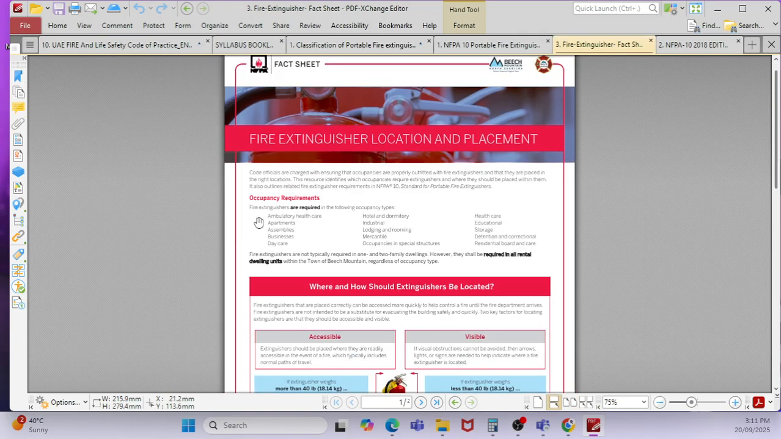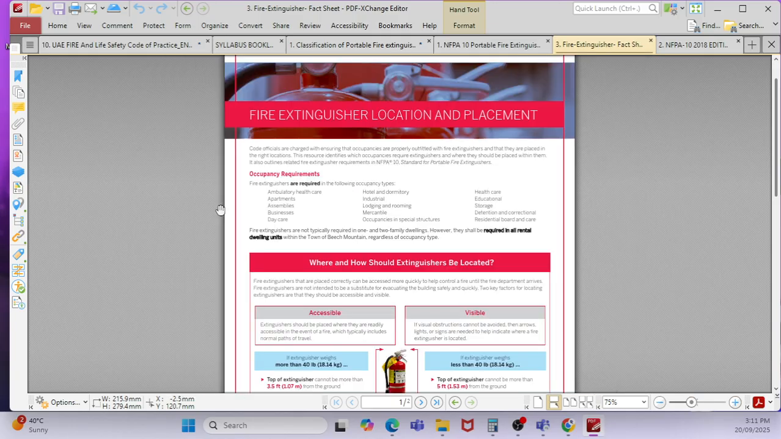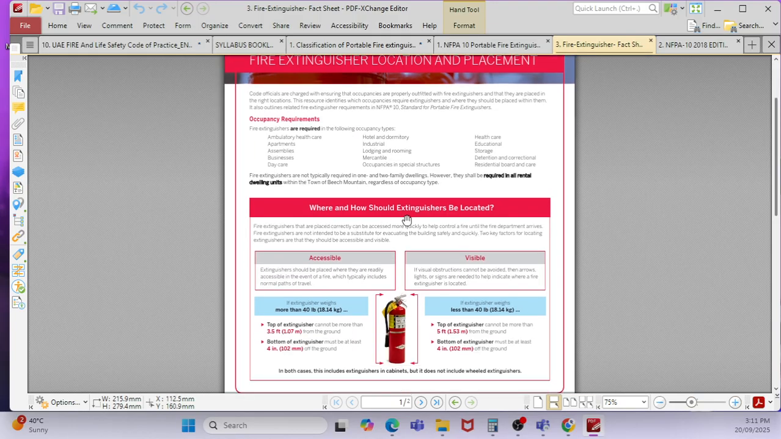Also there is a fact sheet available. As you can see, as per NFPA, you will get some information about where and how extinguishers should be located. You will get some information here.